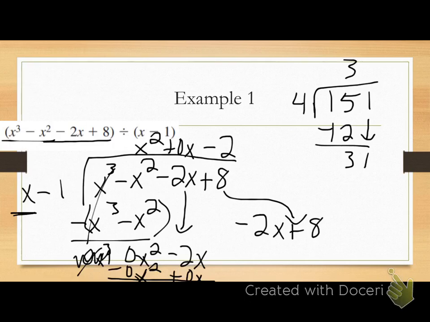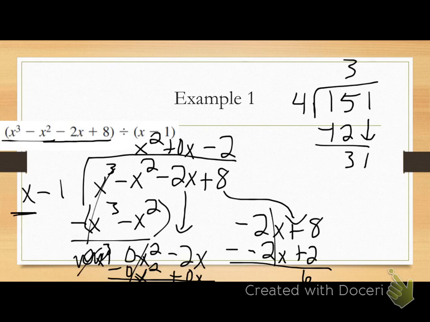Everyone still with me? So we're always just looking at the first term of my divisor, right? And then the rest fills itself in when I multiply. So it's negative 2 times x, negative 2x. Negative 2 times negative 1, positive 2. And then what do we do? Subtract. 8 minus 2, 6. The 2x's cancel out.